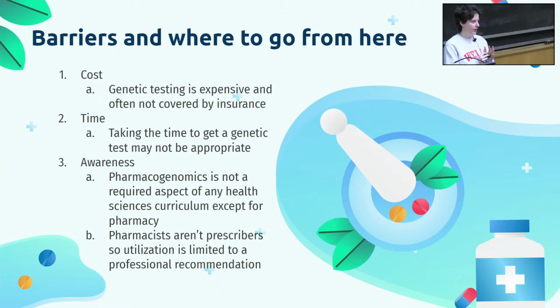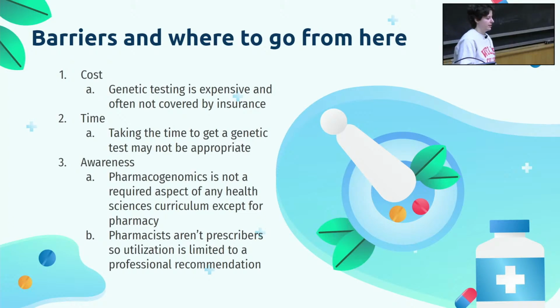It's only required for pharmacists, and pharmacists are not prescribers, unless you're in the UK. So let's say I'm at the pharmacy, I get a prescription in for citalopram. I could call the doctor and be like, hey, did you get a genetic test? And they could easily just go, no. And I could be like, could you? And they can go, no. And that's that, because we're not prescribers and the application would be limited to a professional recommendation.